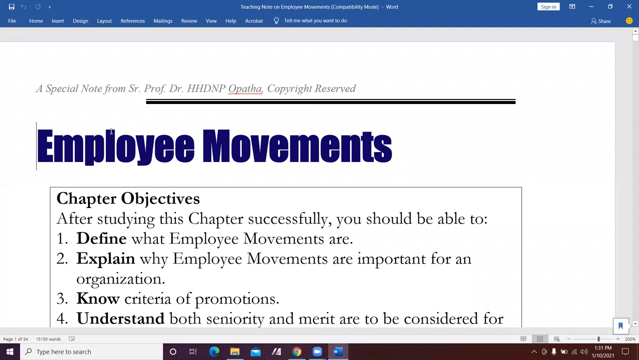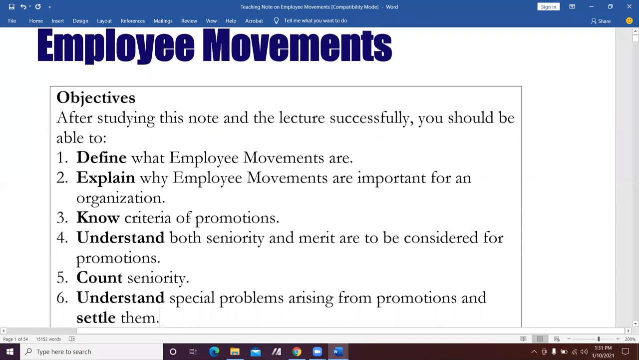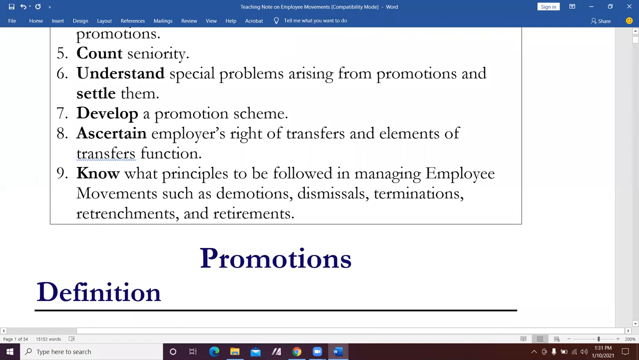Okay, then today's session is on employee movements. Session objectives. So after studying this, of course, I sent you the note. After studying the note and the lecture successfully, you should be able to achieve these things. Because of time limitation, I think this is for you. You are being an advanced student. I hope we'll be able to understand. So these are called learning outcomes.